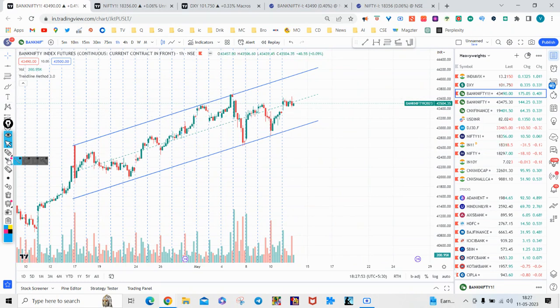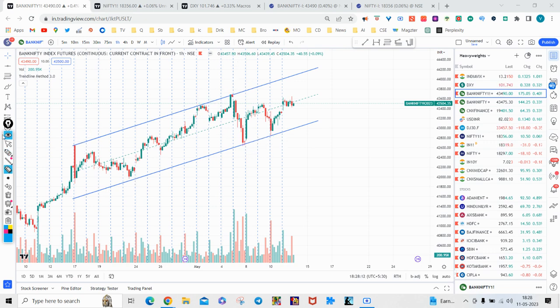I think this channel is valid because it has three test points and almost three times price has respected these. So on an hourly chart, you can have this channel made on your respective charts so that it will be handy.